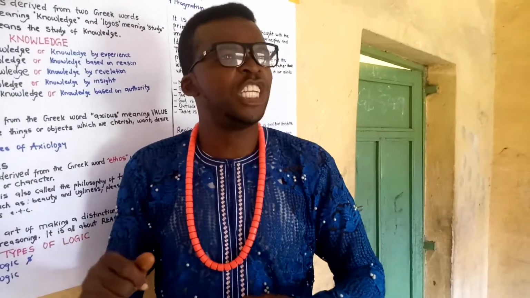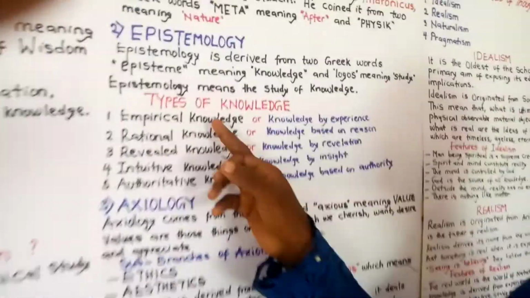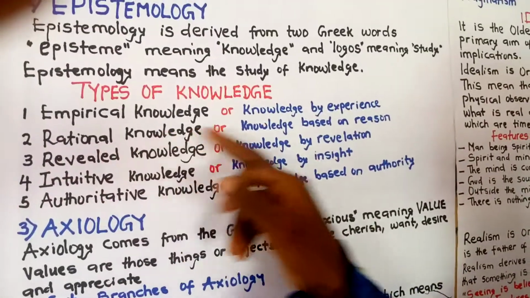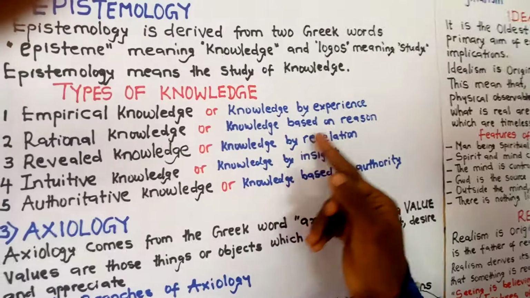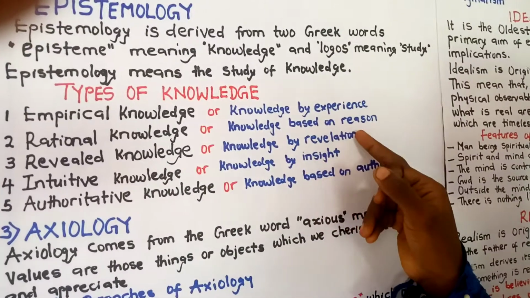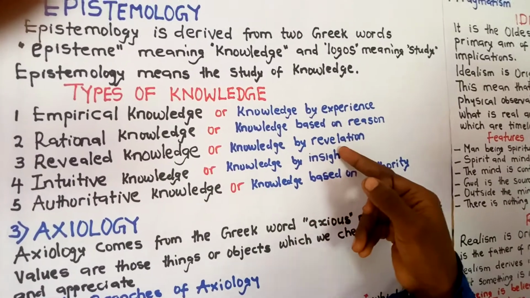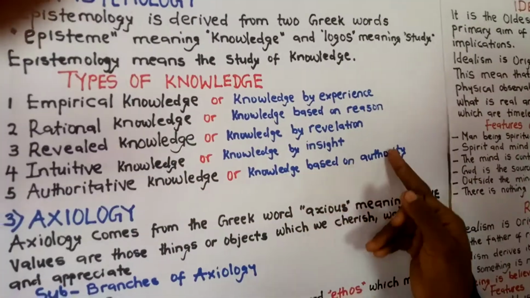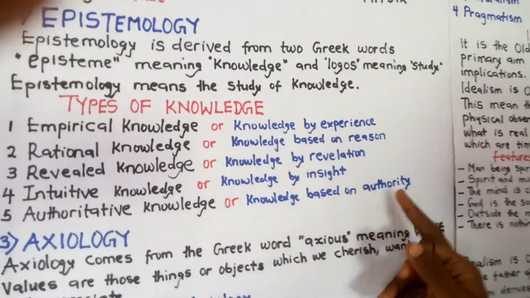And when we talk about knowledge, there are different types of knowledge. Look at the types of knowledge. Empirical knowledge, that is knowledge by experience. Rational knowledge, knowledge based on reason. Revealed knowledge, knowledge by revelation, by men of God, clergy. Intuitive knowledge, knowledge by insight, your way of knowing things. Authoritative knowledge, knowledge based on authority. As an expert, you can speak according to your experience.